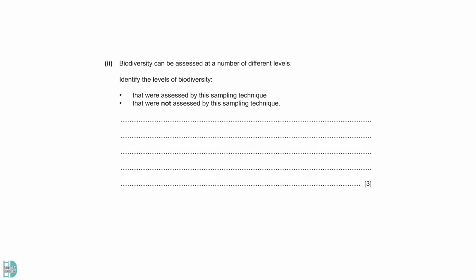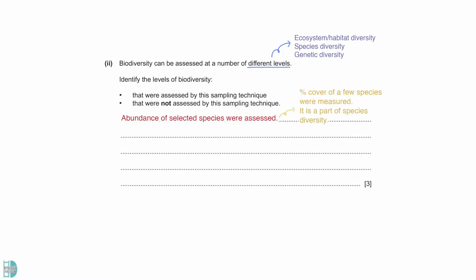B2 wants you to identify the levels of biodiversity that were assessed and not assessed. The three levels of biodiversity are ecosystem or habitat diversity, species diversity, and genetic diversity. The abundance of species was determined in the sampling method. It was done by measuring the percentage cover of those species. It is a part of species diversity. The other two were not measured in the research.